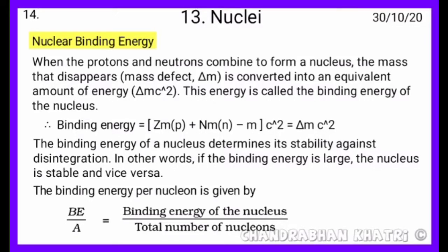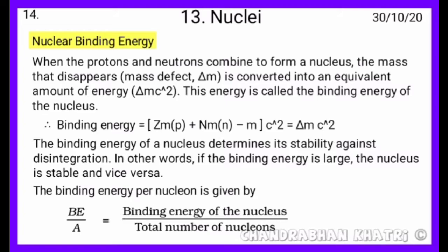Nuclear binding energy. When the protons and neutrons combine to form a nucleus, the mass that disappears, that is the mass defect delta M, is converted into an equivalent amount of energy. That is delta mc square. This energy is called the binding energy of the nucleus.